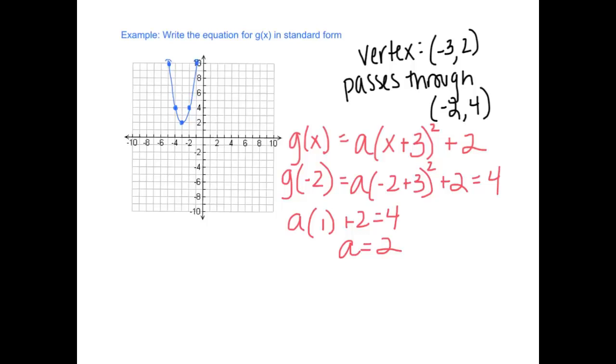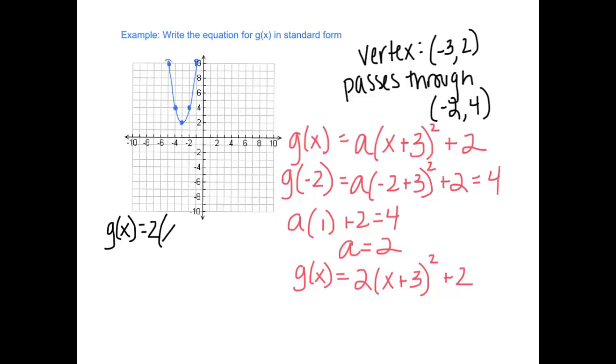I now know that g of x is equal to 2 times the quantity (x plus 3) squared plus 2. Well, that's vertex form, but the question was asking us to find g of x in standard form. All we have to do now is multiply this out, and this is a real test of order of operations. Exponents come first, so I know I have to multiply out (x plus 3) times (x plus 3). When I do that, I get x squared plus 6x plus 9.